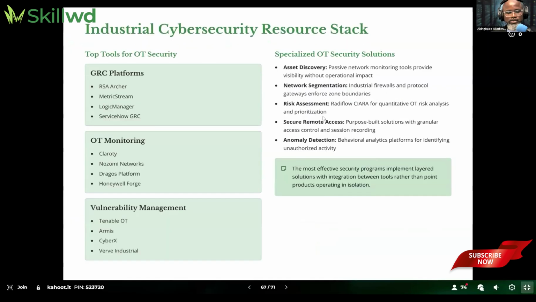So monitoring tools in OT, big one: Claroty is a big one, Nozomi is a big one, Honeywell, Dragos. GRC platforms, the typical ones: RSA, MetricStream, LogicManager, ServiceNow. Then we have vulnerability management tools like Tenable, Armis, CyberX, Verve Industrial, quite a number of them out there. So anyway, a lot of tools out there.